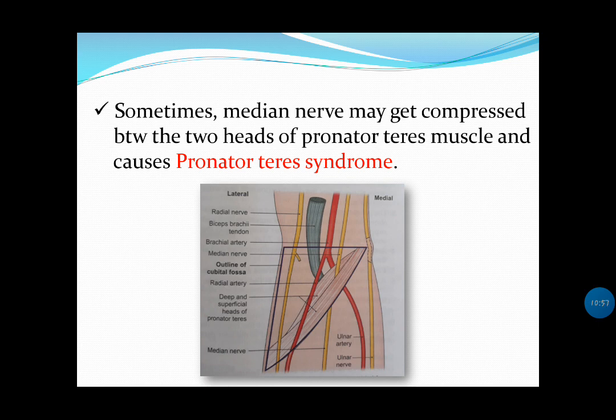So let's see summary. You can see the blue lines here. It is the outline of cubital fossa. It is a triangular shape, that is inverted triangular shape depression, and we can see the apex, base, medial and lateral sides, boundaries, and the contents.